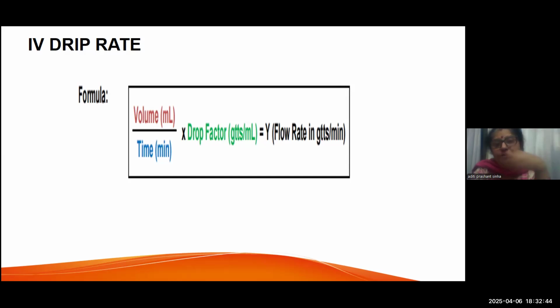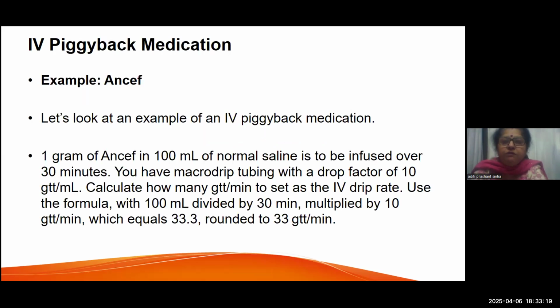So how we have calculated this: the formula is volume in ml divided by time, whether in hours or minutes. It is better to put it into minutes, multiplied by the drop factor, drops per ml. The drop factor can be 10 to 20 or 15 to 20 for a macro drip, and 60 you will multiply for a micro drip. And what are you going to get? The answer is the flow rate in drops per minute. So in the previous example, 33 drops per minute is supposed to be administered to the patient.